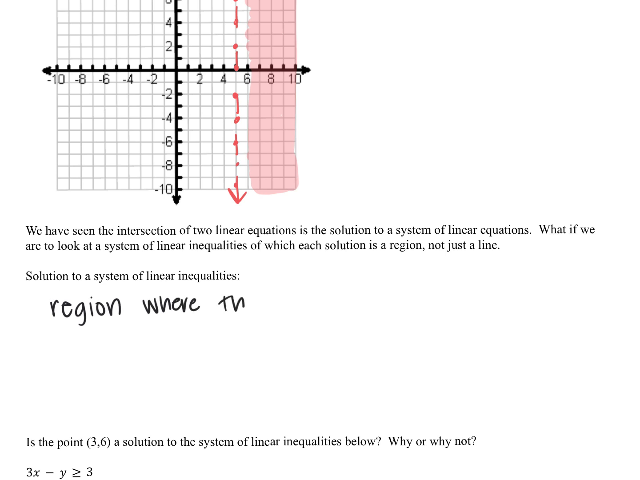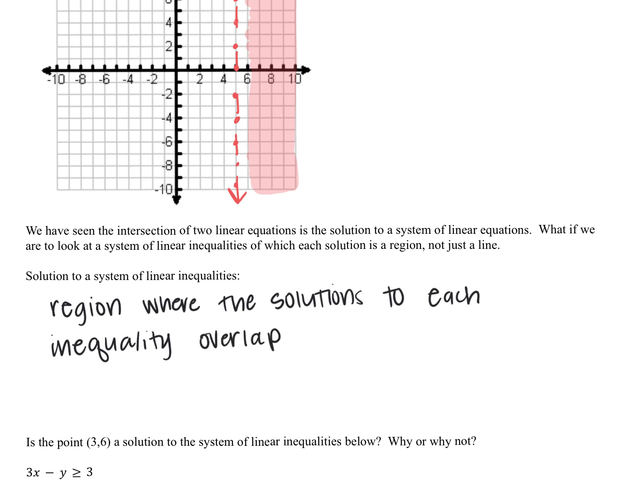where the solutions to each inequality overlap. So you graph each inequality, you graph their solution regions independently, and then you look for the overlap. And wherever those two inequalities' solution regions overlap is the solution to your system.